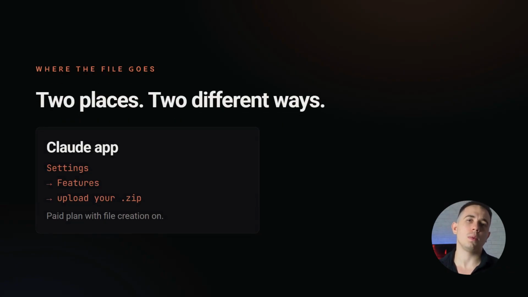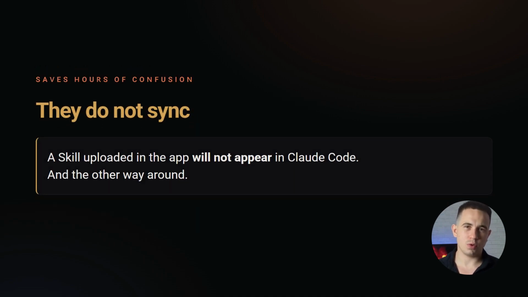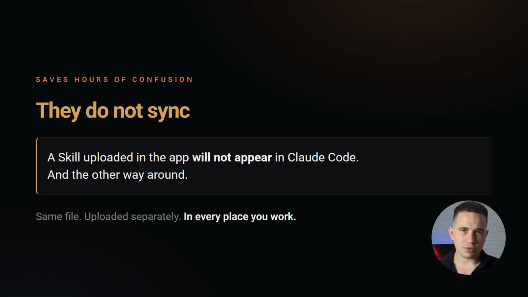Where does the file go? Depends where you work. In the Claude app, settings, then features, then upload your zip. You need a paid plan with file creation switched on. In Claude Code there is no zip and no upload. You drop the folder into .claude/skills in your home directory, or inside your project to share it with your repo. And one warning that saves hours of confusion. These do not sync. A skill you upload in the app will not appear in Claude Code and the other way around. Same file, uploaded separately in every place you work.